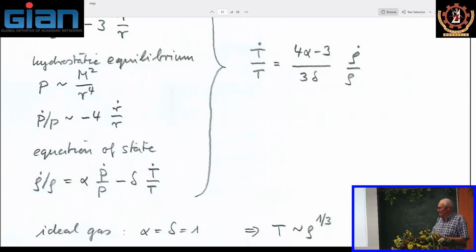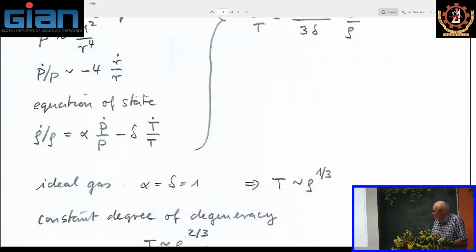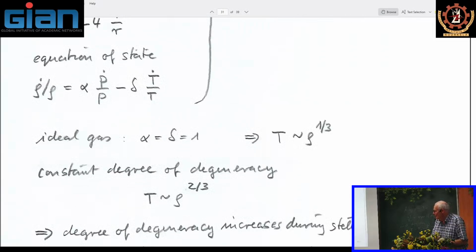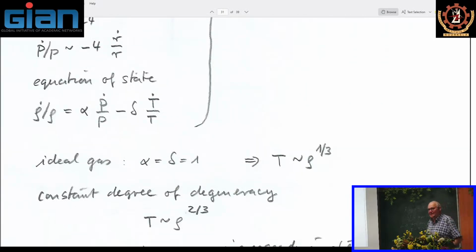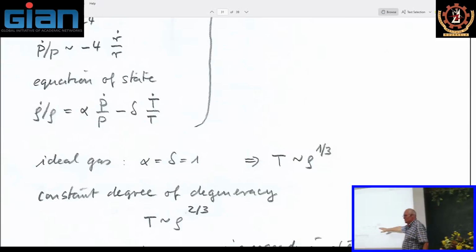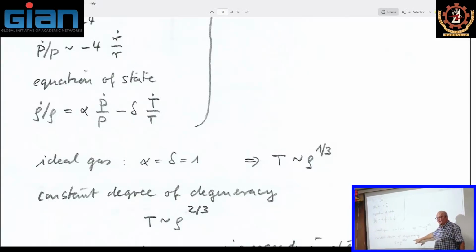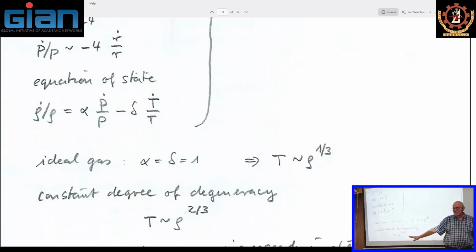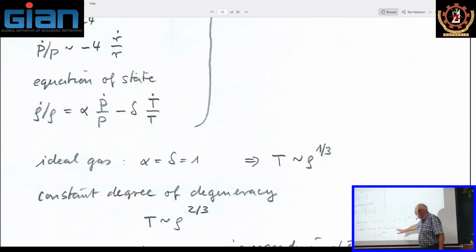Now we consider these two cases. For an ideal gas, the temperature goes with rho to 1/3, and for constant degree of degeneracy, we would have the temperature rise with rho to 2/3.